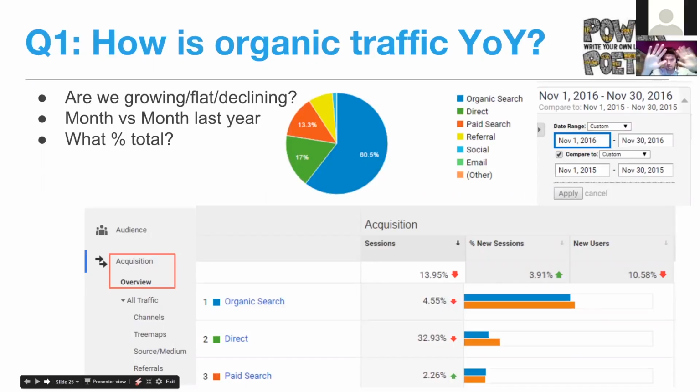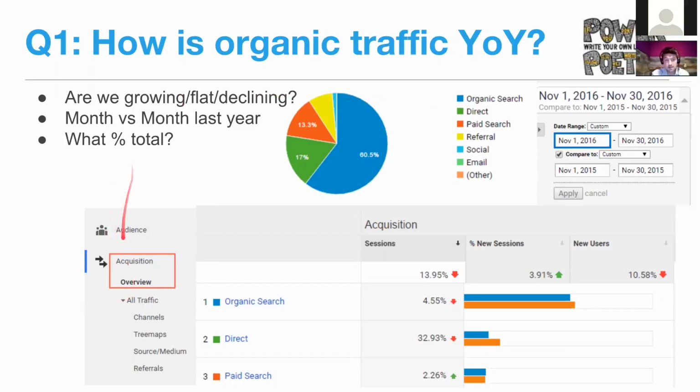Month versus month last year is better than looking at month versus last month, because the cyclicality, the seasonality of organic traffic can be very, very significant. So we want to make sure we're looking at apples to apples. And this is where you see over here, I'm showing you in the top right of every single Google Analytics page, you're going to get the date range. In this case, we're looking at month versus month. I'm not saying November versus October, but November versus November last year. And are we up or down off of that?